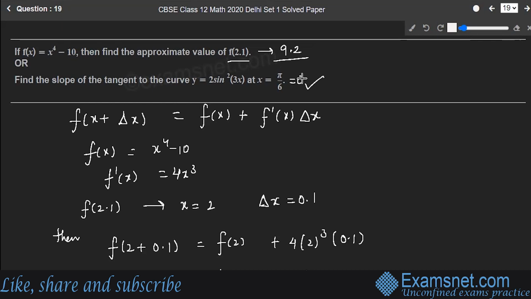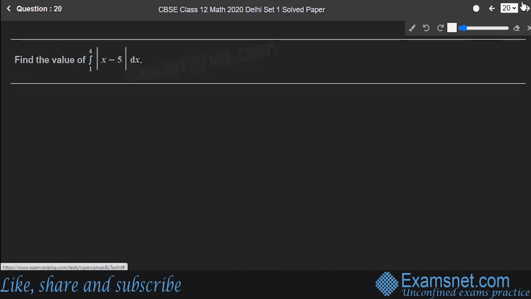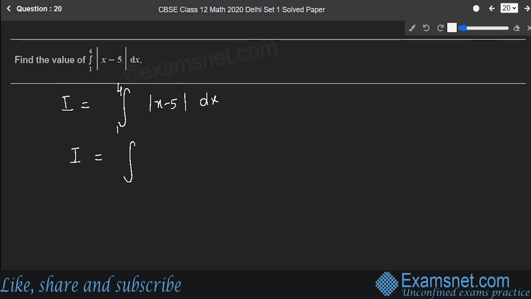Let's move to the next question, number 20. Here, you have to find the integral value for modulus of the function x minus 5 with limits 1 to 4. Let's say this is equal to I. So limit 1 to 4 modulus x minus 5 dx. This integral can be written as 1 to 4. See, from 1 to 4, if I'm putting x is equal to 1, this should have a value of 0. So this will be written as minus of x minus 5 dx, because in the interval 1 to 4, this function will be negative.